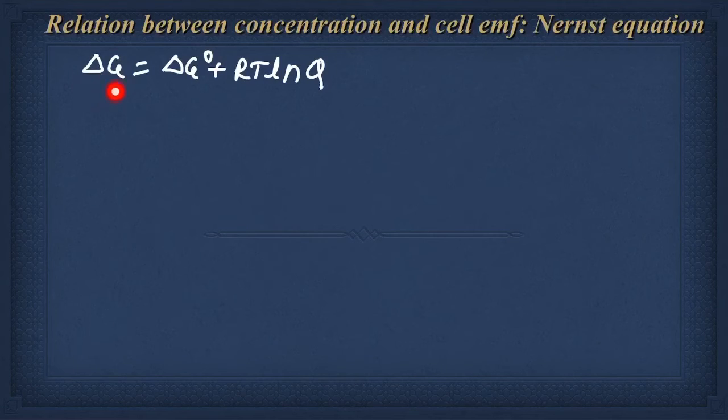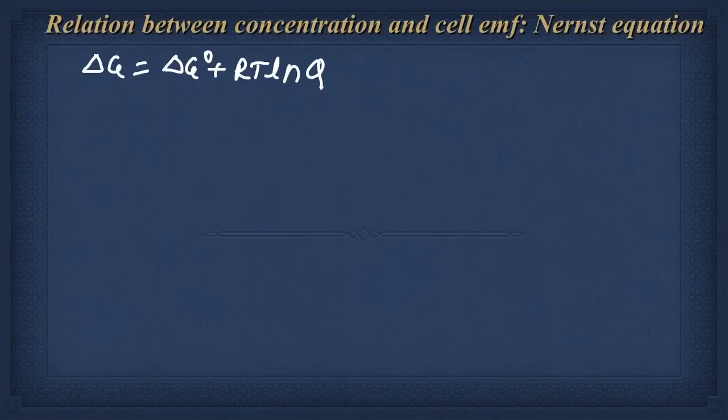So that is a relation: delta G is equal to delta G standard plus RT ln Q. Here delta G is the change in the free energy at a non-standard state, and delta G standard is the change in the free energy at the standard state. R is the gas constant, T is the temperature, and Q is the reaction quotient. We can easily calculate the reaction quotient when we see the thermodynamic equilibrium reaction.